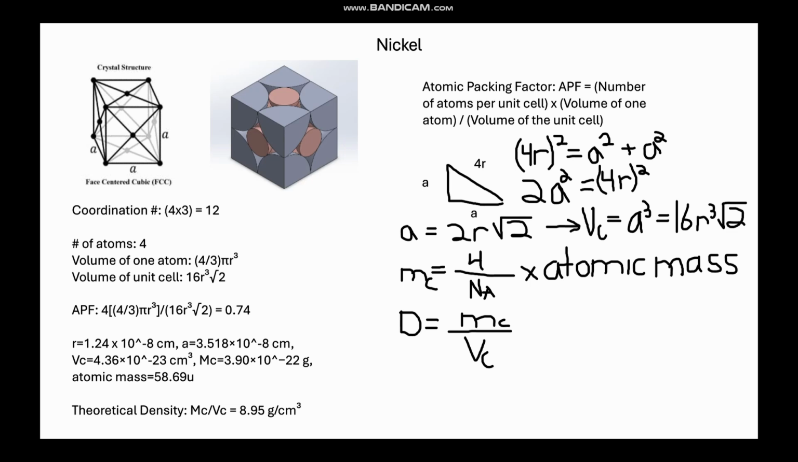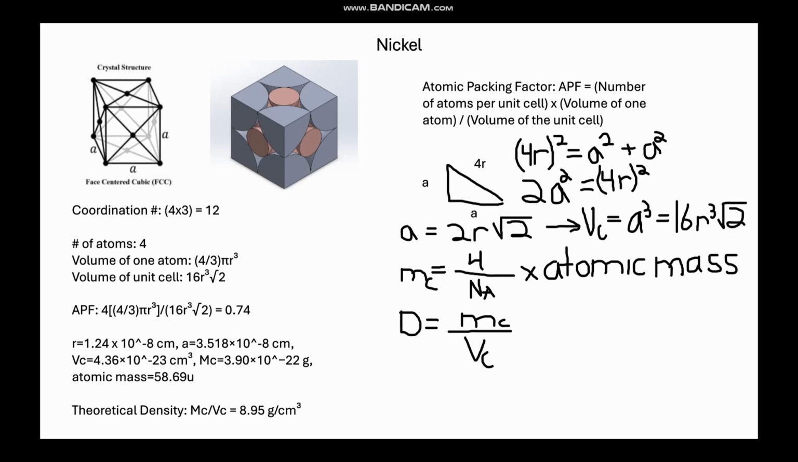And finding the edge length of the cube, you would do the right triangle, and the hypotenuse of that is 4 times the radius of one atom. Using the Pythagorean theorem, that would come out to 2 times the radius times square root 2. Plug that in to find the volume of the unit cell. That would be 16r cubed square root 2. Then you plug that into the atomic packing factor formula, and that would be around 0.74.